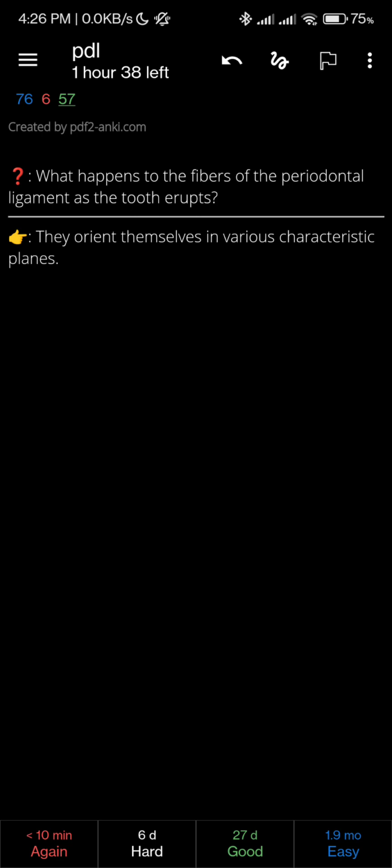Okay, so what happens to the fibers of the periodontal ligament as the tooth erupts? They orient themselves in characteristic planes. What do they do? They align themselves, orient themselves in characteristic planes. That's what happens during tooth eruption.